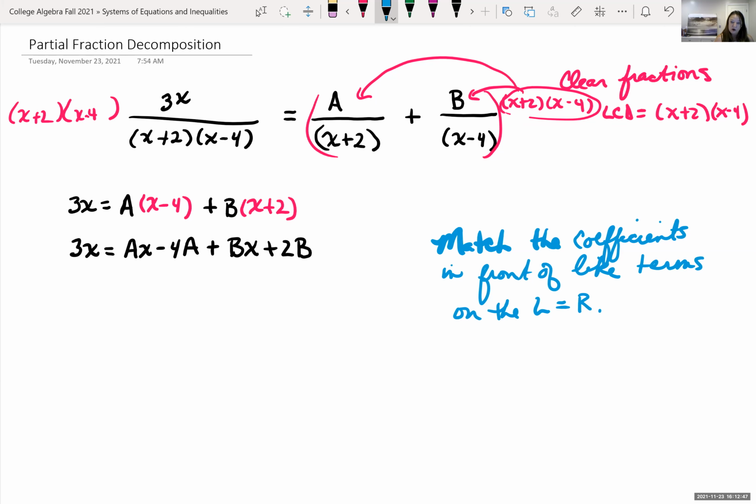Okay, so notice that we only have a 3x on the left-hand side. So the coefficient in front of the x is 3. So let's look at all the terms on the right-hand side that have an x in it. So we have this ax here and we have this bx here. So the coefficient in front of the x, that's the 3, is equal to the coefficients in front of the x on the other side. So we would have a plus b. So if we add ax plus bx, it better give us back 3x.